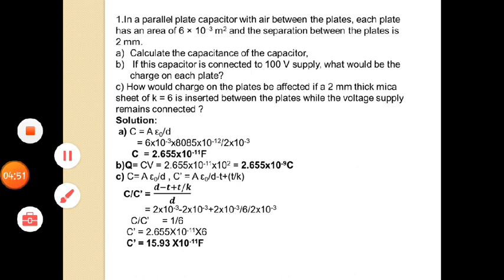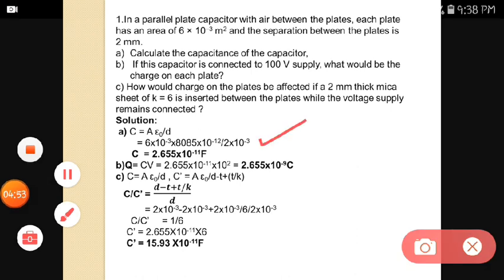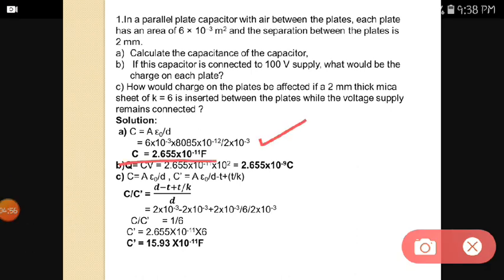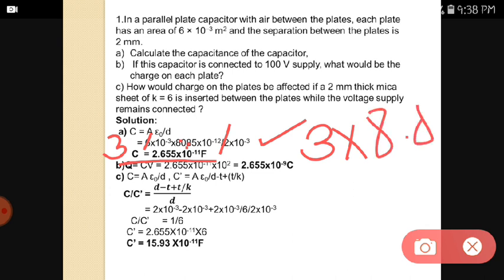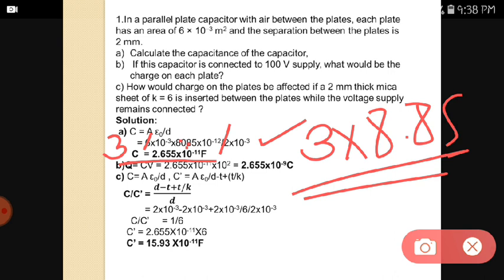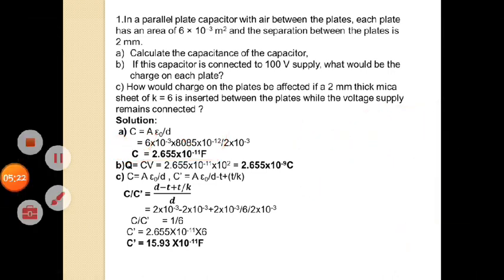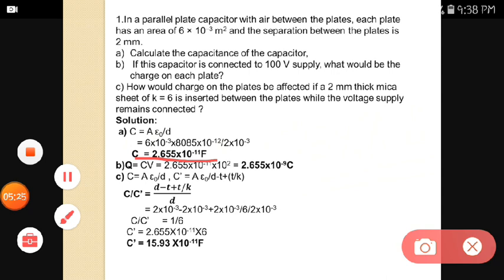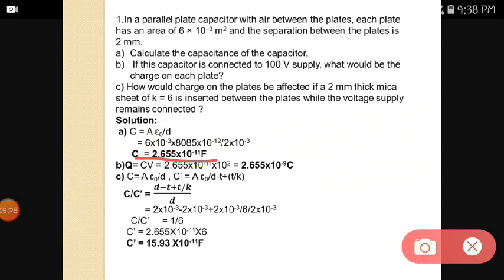By substituting all the values, we get the value. There is no need to use a log table, we can find it directly because it is a very simple calculation. You just have to multiply 3 into 8.85, so it is as easy as that. There is no need to use a log table here. The answer that we are getting is 2.655 into 10 to the power minus 11.